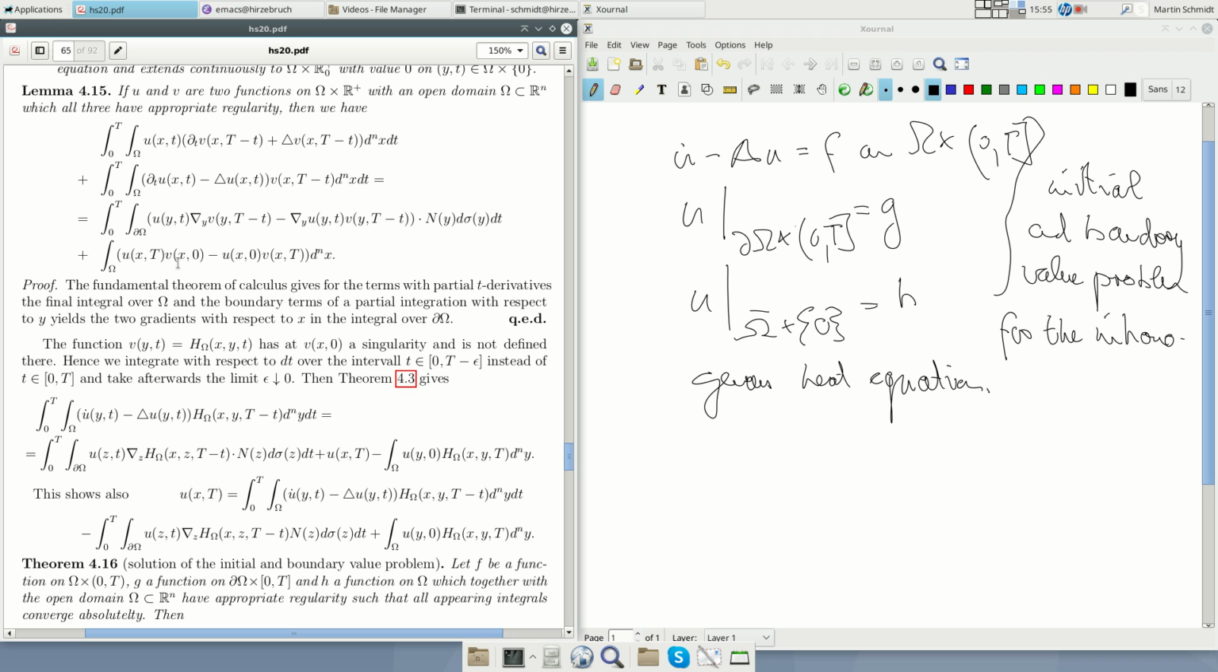So we should take limits. We should take the integral from epsilon to t minus epsilon, and then take the limit epsilon going to 0. Because V is a heat kernel, it has a singularity at 0. So this is not well defined, but in the limit we just get the value of this function. So we get u of x, z, t.